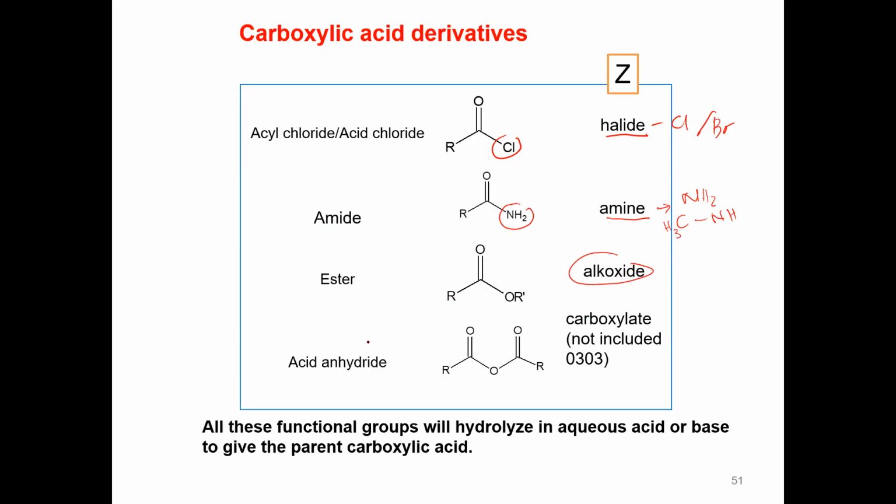And then acid anhydride is the reaction between carboxylate, tapi kat sini dah tak include lah. Kita dah remove for acid anhydride. So kalau ada pun dalam next slide ni pun dia dah tak termasuk sekali, dah buang. So all these functional groups will hydrolyze in aqueous acid or base to give the parent carboxylic acid. So acid chloride, amide or ester, if you do a hydrolysis reaction with aqueous acid or base, dia akan produce semula carboxylic acid.